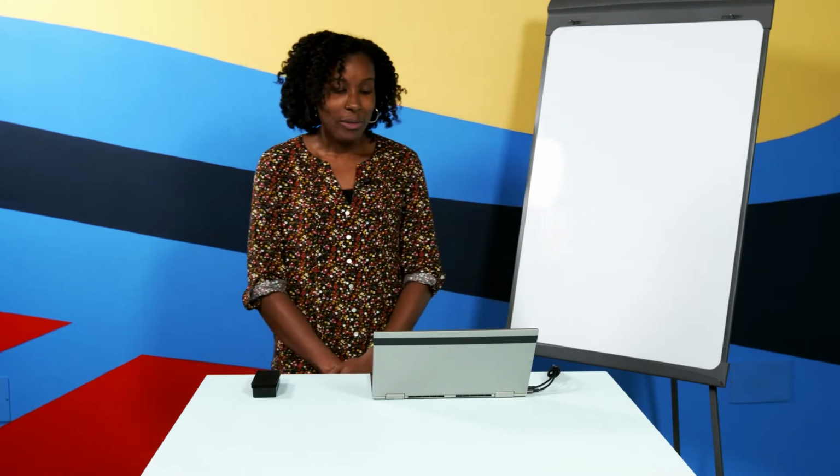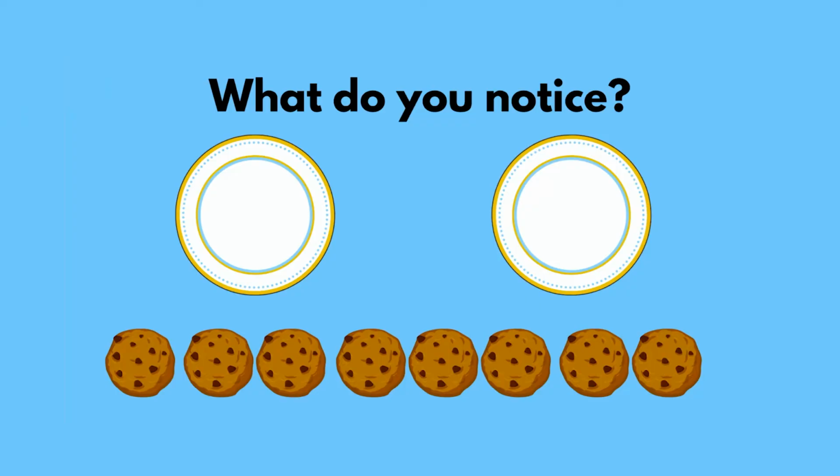Let's try some math. Let's start off with a very simple question here. Take a look at the picture and talk about what you notice. I definitely noticed some cookies there. They're kind of making me a little hungry. I also noticed that there are 2 plates. I wonder if maybe 2 friends are trying to share the cookies. And I know when we're dividing, we want to do that equally.